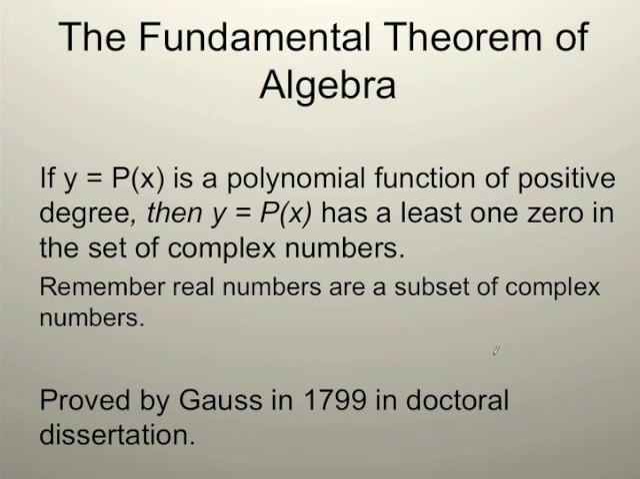Now, the fundamental theorem of algebra. If y equals p of x is a polynomial function of positive degree, then y equals p of x has at least one 0 in the set of complex numbers. Now remember, real numbers are a subset of complex numbers, so it doesn't have to have an i in it.